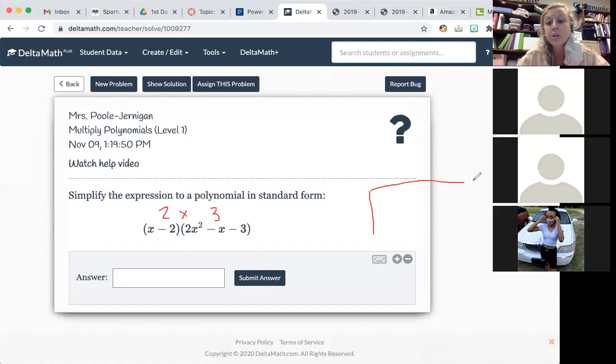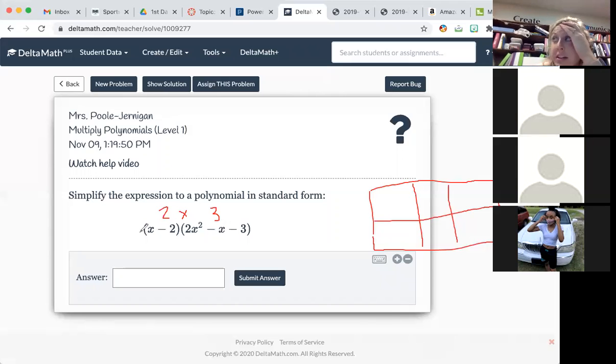Can you distribute on this? That is an ugly box. Holy cow. God, that's bad. That looks like a kindergartner drew it.